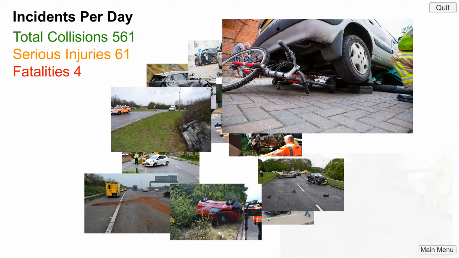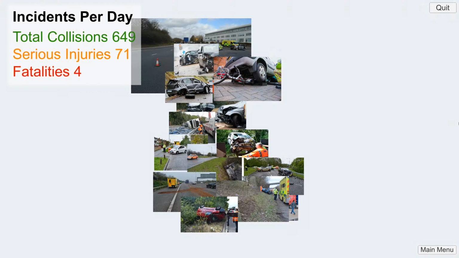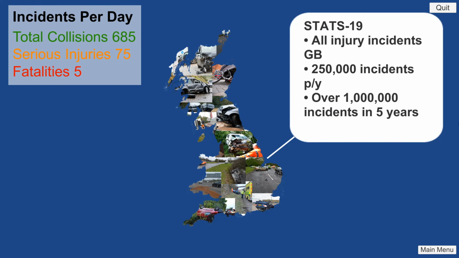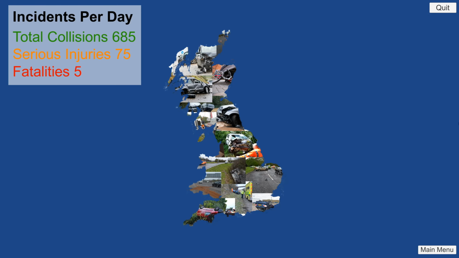And most of these incidents, perhaps all of these incidents, present an opportunity to help prevent the human error with the help of automated driving systems if they are as good as we want them to be. So when we look at it, we're looking at a total of roughly 685 collisions per day in Great Britain, with 75 of these injuries being serious and 5 of them fatal.